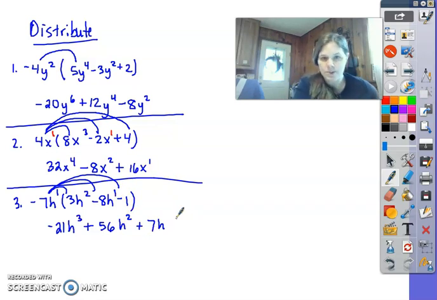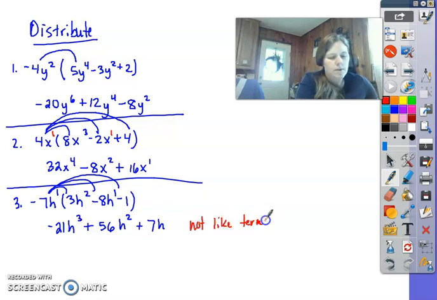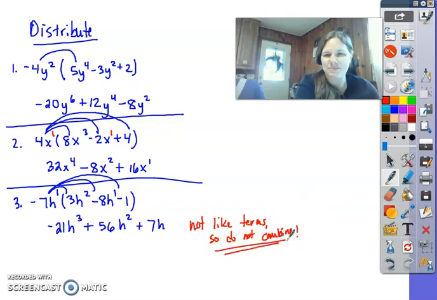Now, a side note, I stopped when I had 3 terms. Why can't I combine those together to just make 1 term? I want to bring you back to day 1 and day 2 stuff. Are any of these like terms? Do any of them have the same letters and same exponents? Since this is h to the third, h to the second, and h, they are not like terms. So do not combine them. Sometimes we're tempted to change the rules. Don't change the rules. Math has enough rules without you adding extras in there. All right, I'm going to leave that as it is.